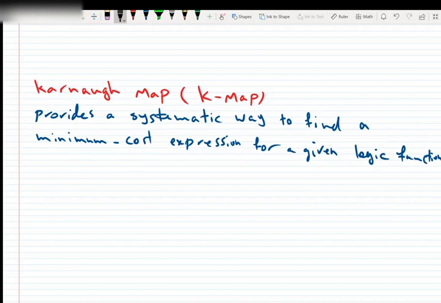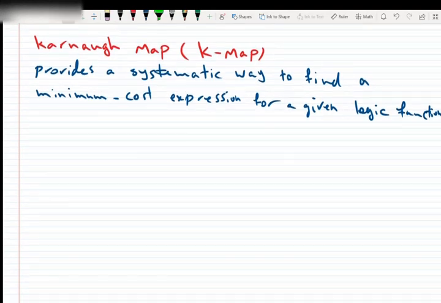Okay, so we want to talk about different types of k-maps which we work with min terms and max terms in these k-maps. So the first type of k-map is two variable k-map.